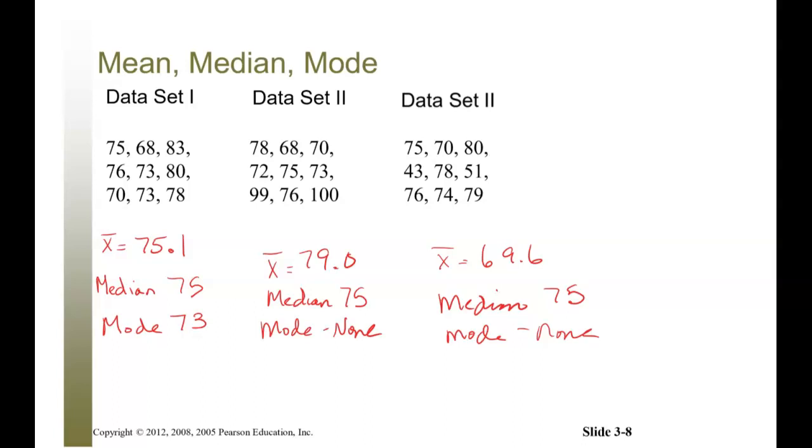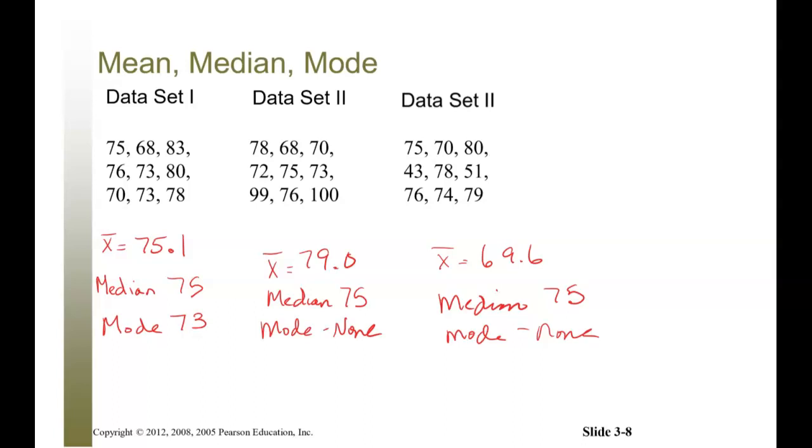For the second set of data, our mean was a little higher, 79.0. It came out to a whole number 79, but since we're writing it 1 past, we would put the 0.0 in there. The median, again, came out to 75, and there is no mode in this particular set of data. For the third set, I got a mean of 69.6. It was 69.55555, so rounded to 69.6. Median, again, is 75, and the mode is none. There was nothing that occurred more than once.